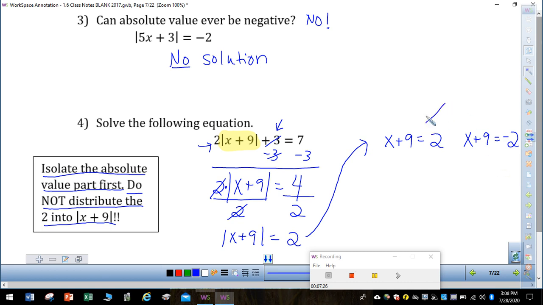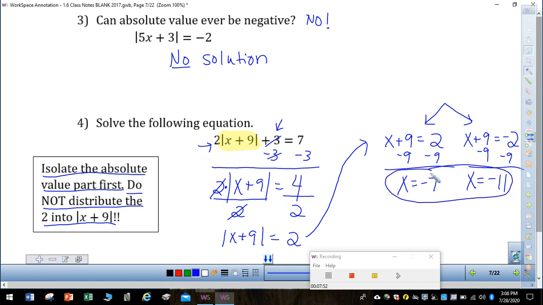I like to do the little arrows like this earlier, but since I moved to the side, my arrows are looking a little different. But we don't have the absolute value sign anymore in this step. Let's go ahead and subtract 9 from both sides to get our first solution of negative 7. And our second solution, negative 2 minus 9, is negative 11. So these are our two final answers.